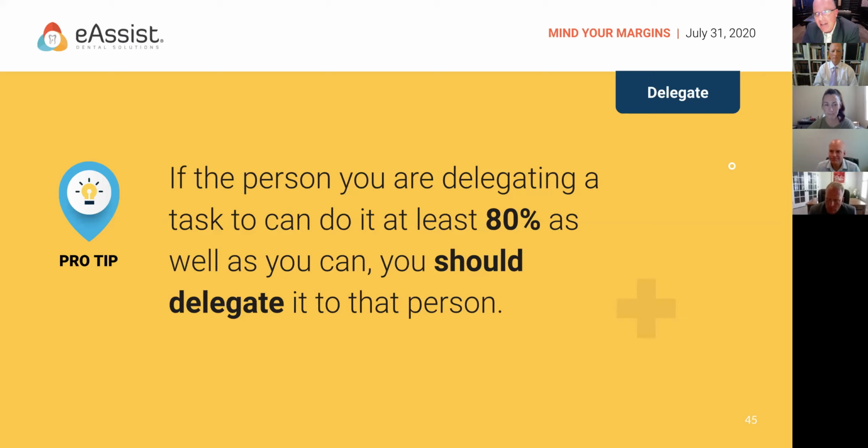If they can't, you've got to train them until they can hit the 80% mark. And once you hit that point, don't be afraid to let go. That's how you build leaders. That's how you build other individuals. That's how you eliminate morale problems. People feel more important because they feel like you trust them and they have an important job to do because you delegated it to them.